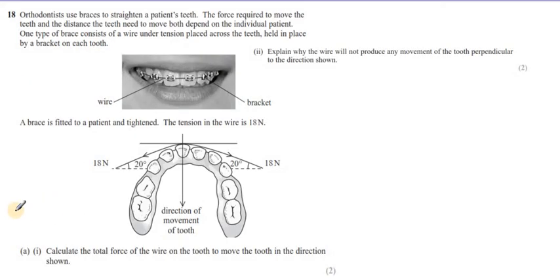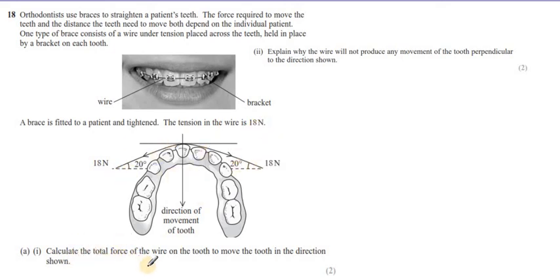Okay, question number 18. Orthodontics use braces to straighten a patient's teeth. The force required to move the teeth and the distance to the teeth need to move both depend on the individual patient. One type of braces consists of a wire under tension placed across the teeth, held in place by brackets on each tooth. Braces is fitted to a patient and tightened, and the tension in the wire is 18 Newton. Okay, this is the diagram.